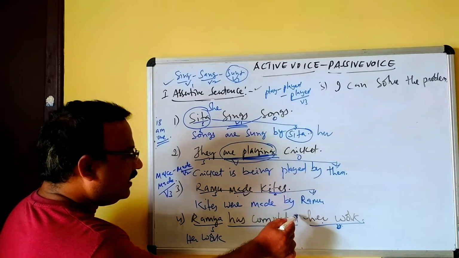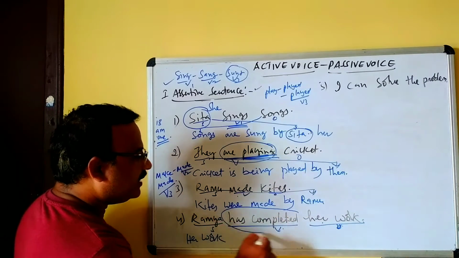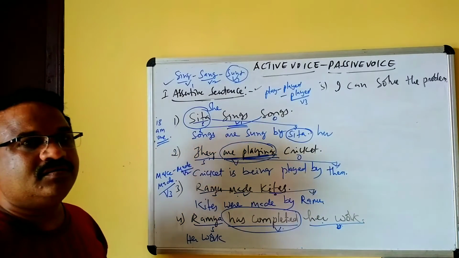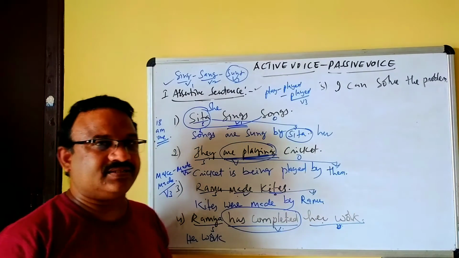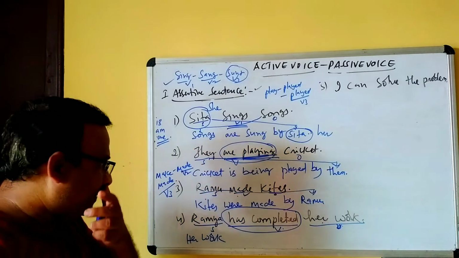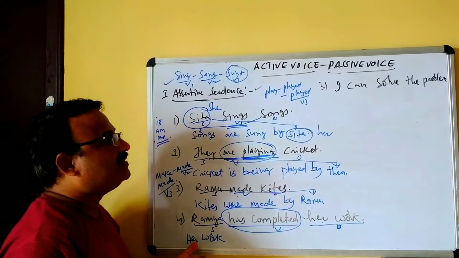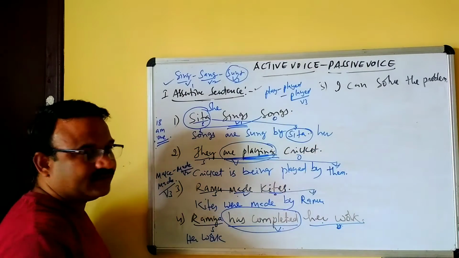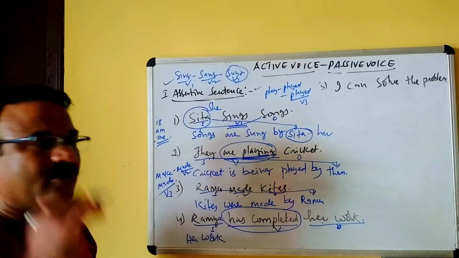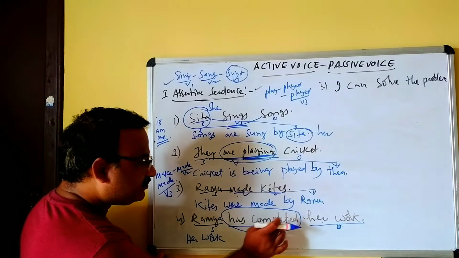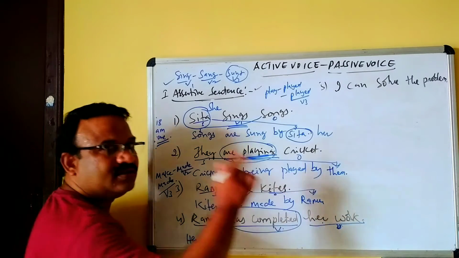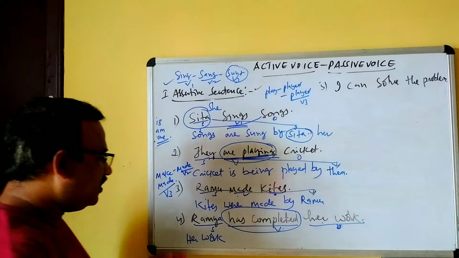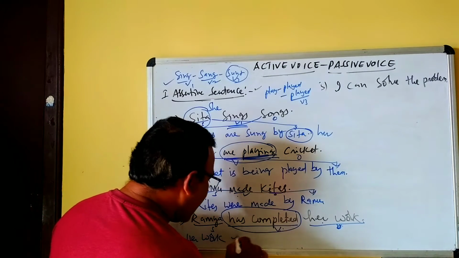Okay. Here, has completed. This is present perfect tense. Present perfect tense. What is that? In present perfect tense, already mentioned the table: has been or have been. Here, her work is singular. So, her work has been.